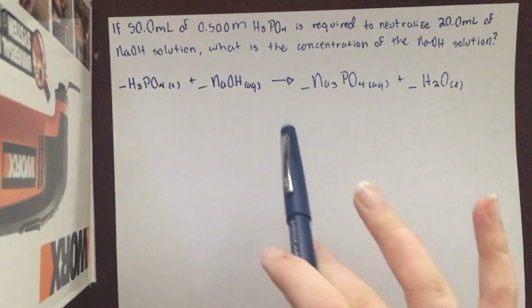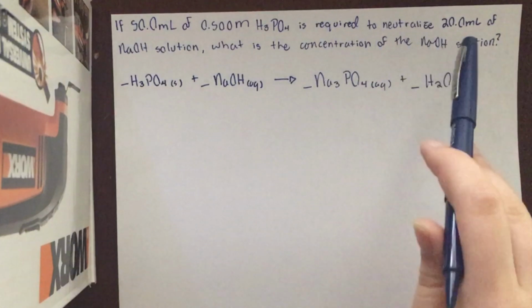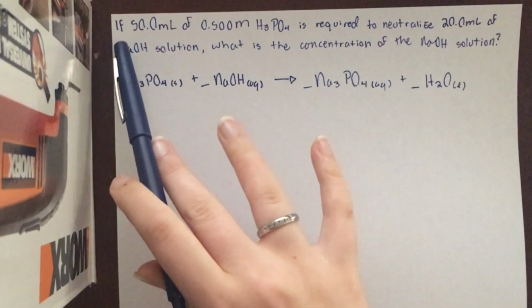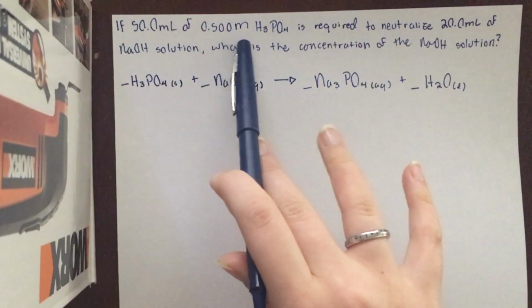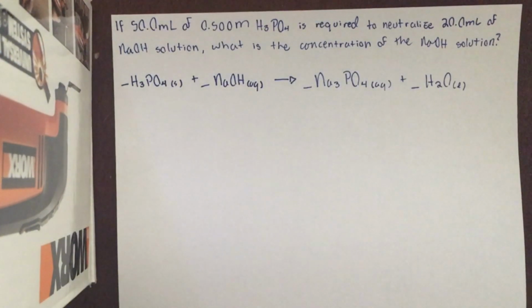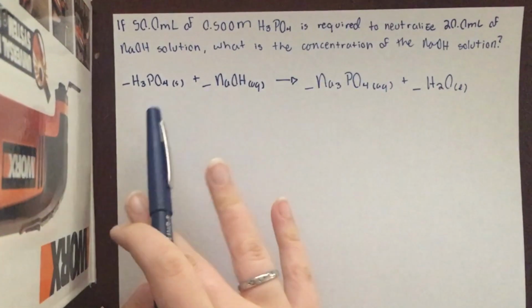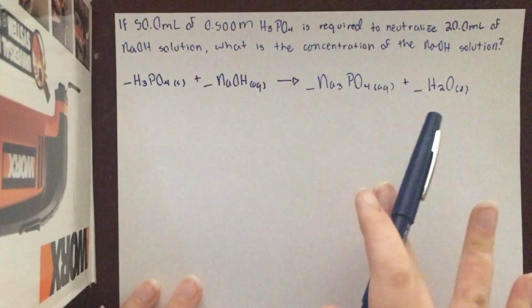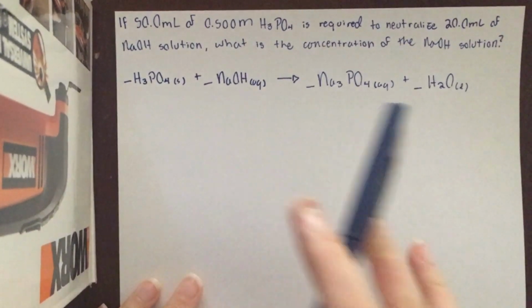Okay, so today we're going to be talking about a titration between phosphoric acid and sodium hydroxide. It says that 50 milliliters of 0.5 molar phosphoric acid is required to neutralize 20 milliliters of sodium hydroxide solution. What is the concentration of the sodium hydroxide solution? So first things first, we have to write out our equation and balance it. We already have it written out for sake of time.